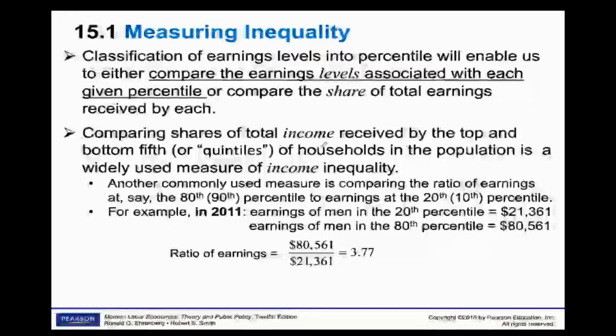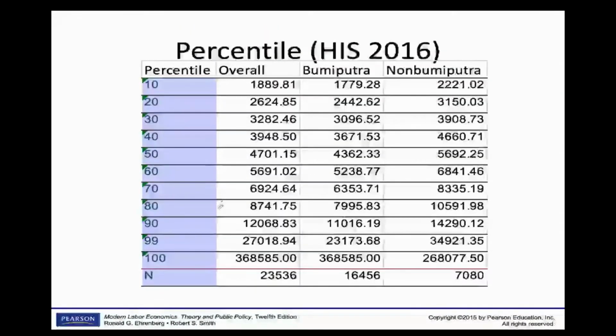From that percentile, then we can compare these groups based on the following. You can compare, for example, income received by the top and the bottom fifth of households in the population. Or another comparison is to compare, for example, between the 80th percentile to earnings at the 20th percentile. Okay, let's take this example. This is based on the case of Malaysian data, and the data is based on 2016 household income survey.